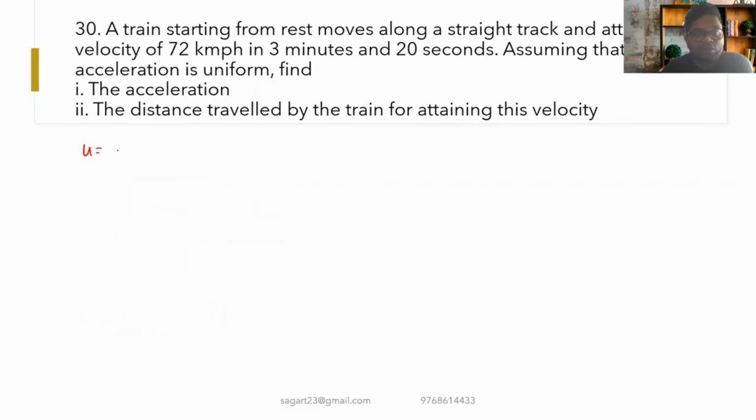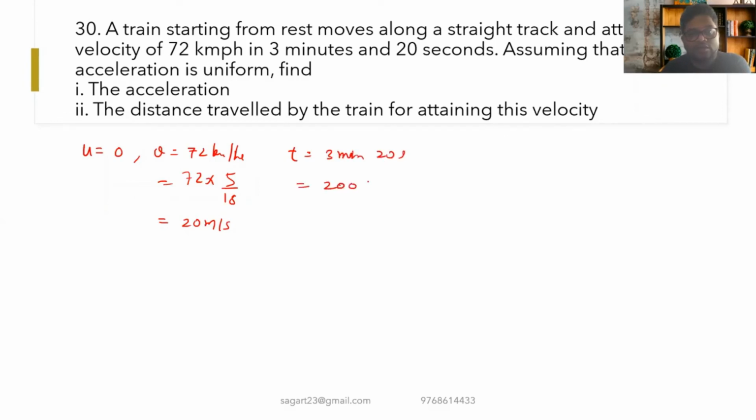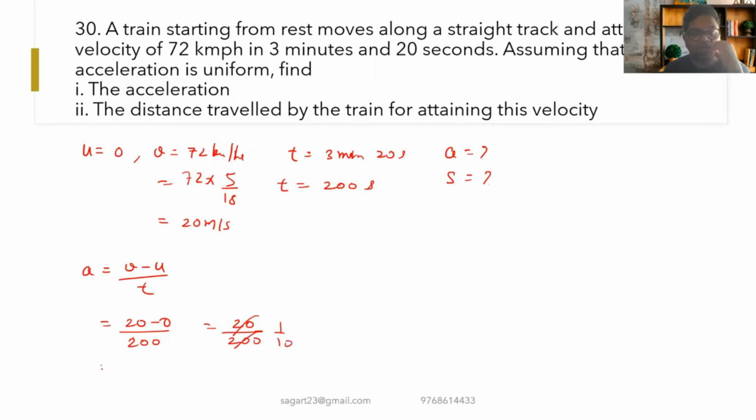Starting from rest, so U is equal to 0. V is 72 kilometer per hour. So that is 72 into 5 by 18. So this will be 20 meter per second. And this is 3 minutes and 20 seconds. So that is 200 seconds. A is equal to V minus U upon T. So that is 20 minus 0 upon 200. So that is 20 upon 200. So that will be 1 by 10, 0.1 meter per second squared.